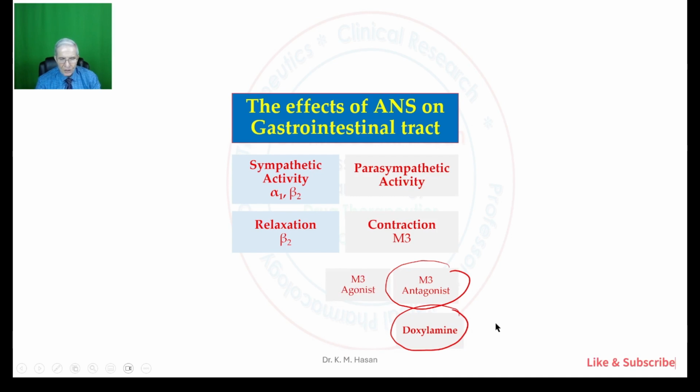Okay, M3 receptor agonists. We have pilocarpine and bethanechol. Bethanechol is used to increase the tone of the GI system. For example, when you have paralysis in the GI system, bethanechol enhances contraction. Pilocarpine we use when the patient suffers from dry mouth, or xerostomia, and we use pilocarpine to increase secretion.